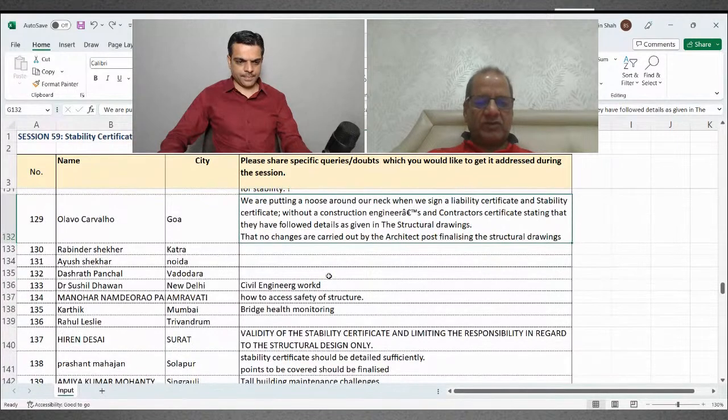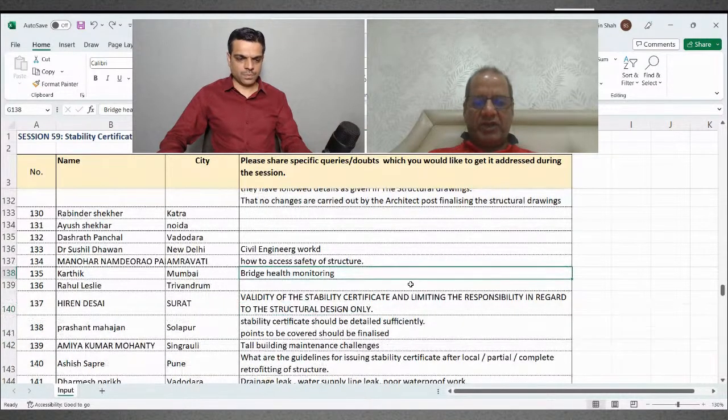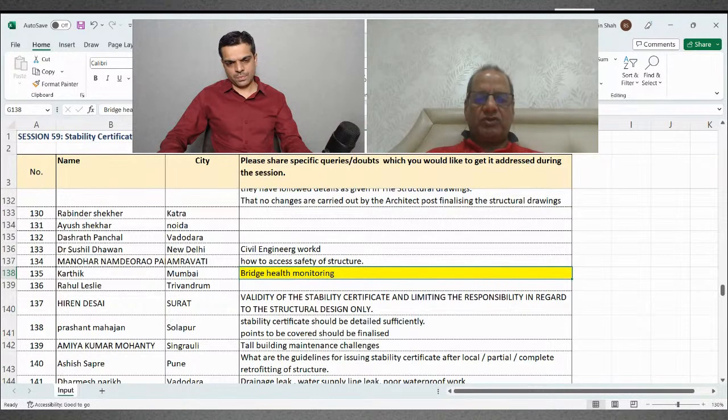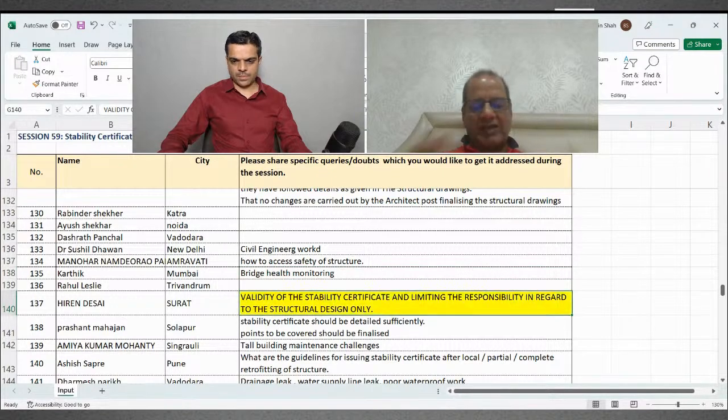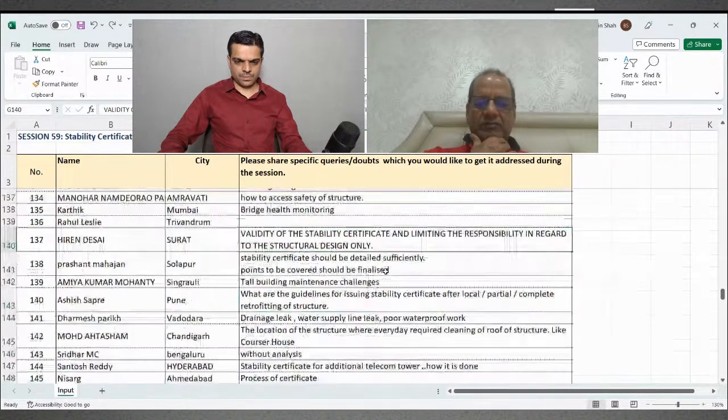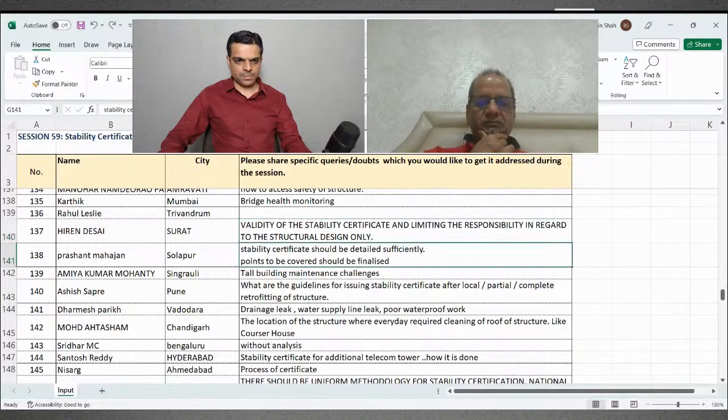Dr. Dhawan, sir, namaste. How to assess safety of structure? No. Bridge health monitoring. Health monitoring is different thing, very important, being done on many bridges in India. We have, I think, very good resources on that side. CRRI and other people. Acha, Hiren bhai, validity of the stability certificate and limiting the responsibility in regard to the structural design only. Yes, I already explained about these things. Then this point, tall building maintenance challenges. Alag hai, not stability, but yes, there are.